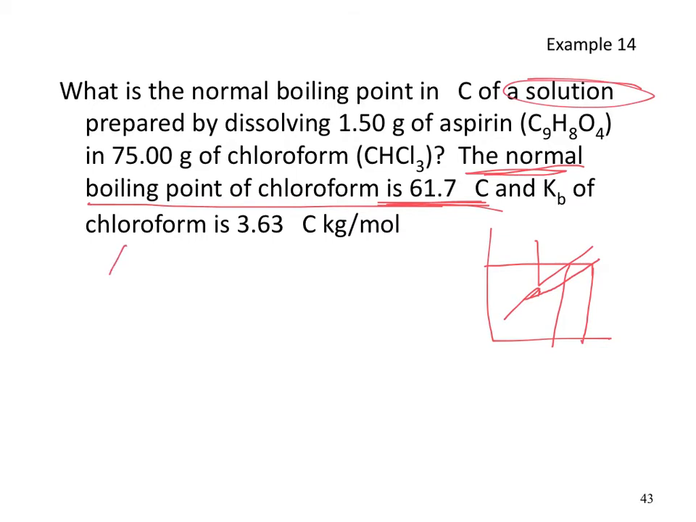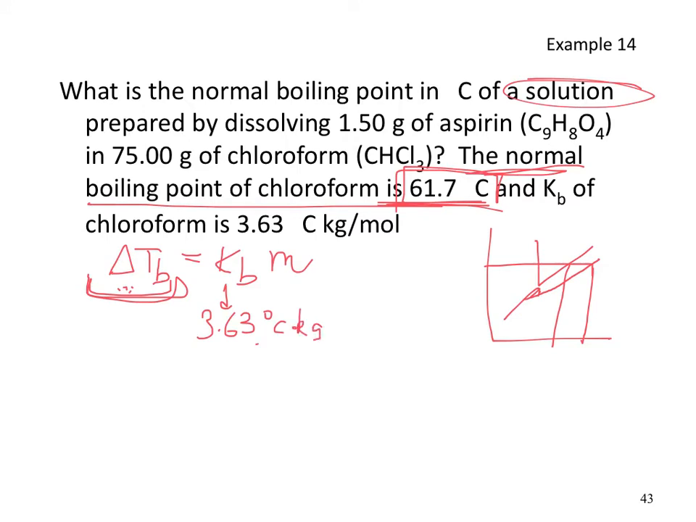Now, the delta Tb is equal to Kb times the molality. If we are able to calculate this elevation, we can simply add that to the basic value of the boiling point of pure chloroform, and that will be the new boiling point. The Kb value is given to be 3.63 degrees Celsius kilogram per mole. We are given molality, so that would be the moles of solute.